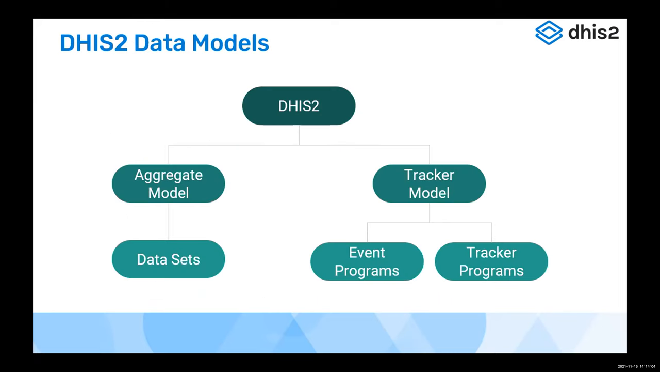So for those who are quite new, this is a repetition. DHIS2 has a data model. Our data model is divided into two sections, an aggregate model and a tracker model. For the aggregate model, you can collect your aggregate data, store it in data sets, and later use it to produce analytical visualizations, for example, tables, charts, and maps, etc. That has been a niche for DHIS2 in the beginning.